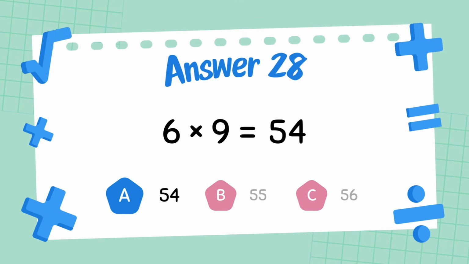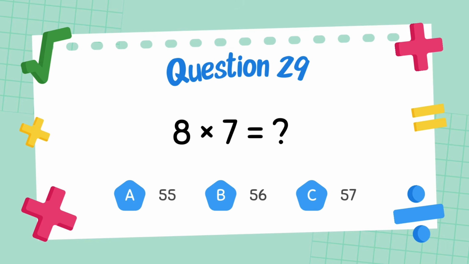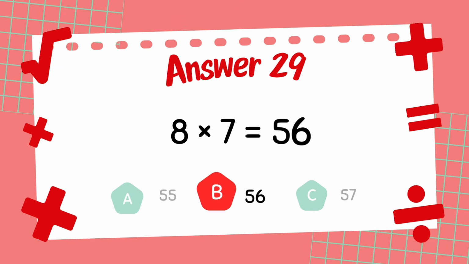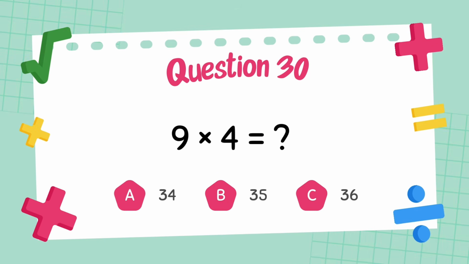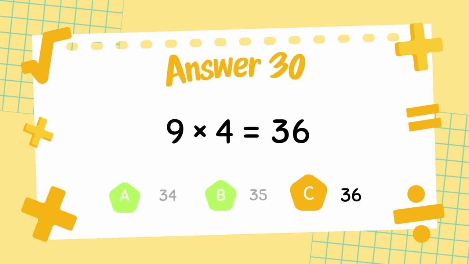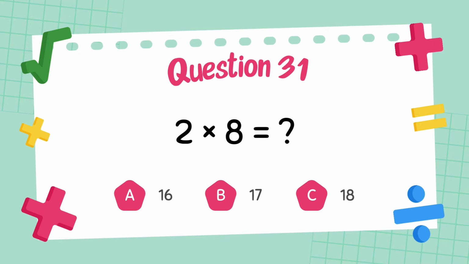The answer is 54. What is 8 multiply 7? The answer is 56. What is 9 multiply 4? The answer is 36. What is 2 multiply 8?